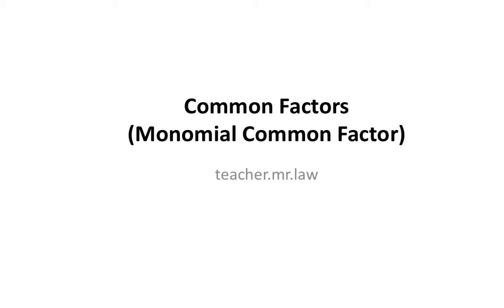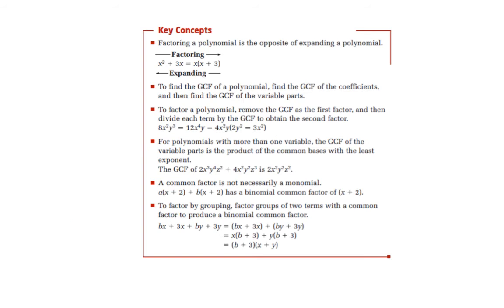In today's lesson, we'll be learning about common factors. More specifically, we'll be learning about monomial common factors. Just to refresh your memory, a monomial is a single term. It can be a number, it can be a variable, or it can be a combination of the two, such as 7x.